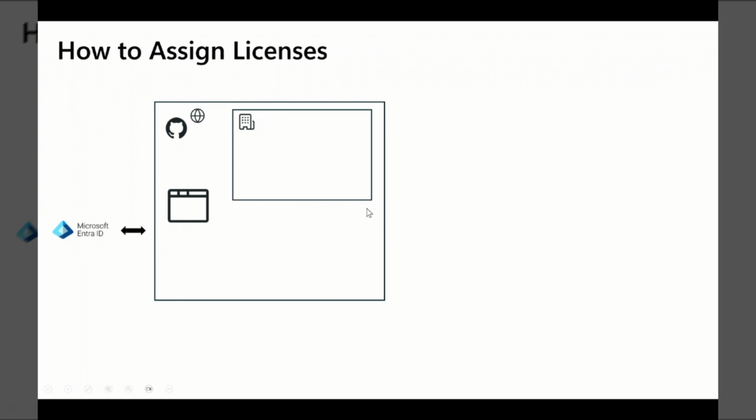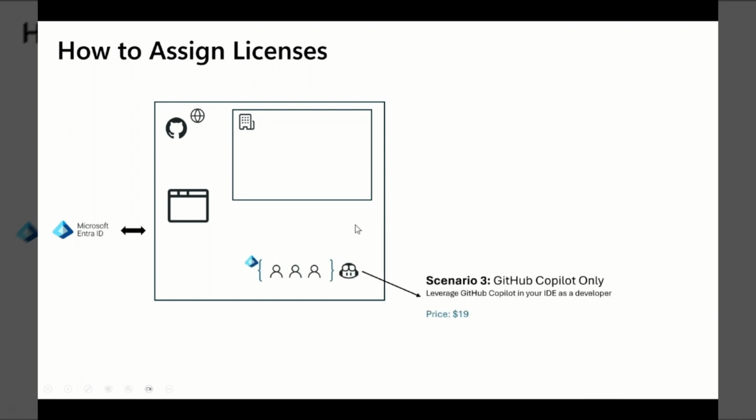If you are interested in Copilot capabilities plus GitHub, please review the GitHub Enterprise plus Copilot video, where we assign both licenses together. Again, in this video, we are going over scenario 3, which is GitHub Copilot only, where your developers can leverage GitHub Copilot in your IDE. This is ideal if you have source code not on GitHub and on another source control platform such as Azure DevOps or Bitbucket. Let's take a look.